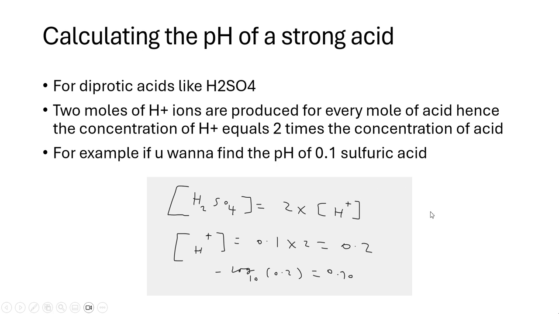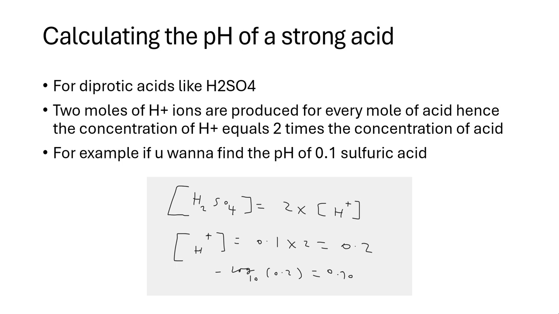Let's look at the pH of a strong diprotic acid, like H2SO4. Every molecule of H2SO4 that dissociates gives you two hydrogens, because it contains two hydrogens. So 2 moles of H plus ions are produced for every mole of acid. Hence, the concentration of H plus equals 2 times the concentration of acid.